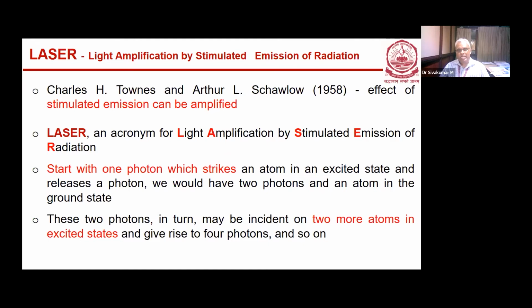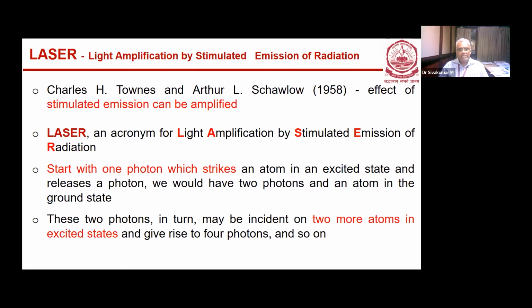Laser is an acronym for light amplification by stimulated emission of radiation. That is, the stimulated emission process can be amplified. That's what they thought. So how it is amplified, we are going to see. Let us start with one photon which strikes an atom in the excited state and releases another photon. And we have two photons, and these two photons in turn may be incident to trigger two more atoms in the excited states and give rise to four photons and so on. So this is the amplification process. How this amplification process can continue, we are going to see, because we need another device called a resonator, a kind of oscillator, that we are going to see now.